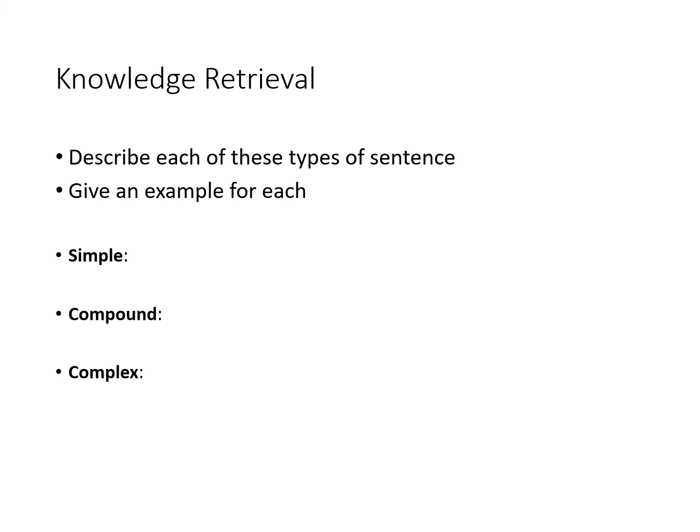To start off with a knowledge retrieval task, this is linked to the work we were doing recently on different types of sentence. What I'd like you to do is look at the three different kinds of sentence: simple, compound, and complex. I'd like you to describe what each of them are, and give an example of each.